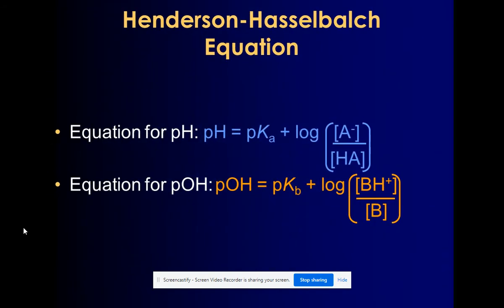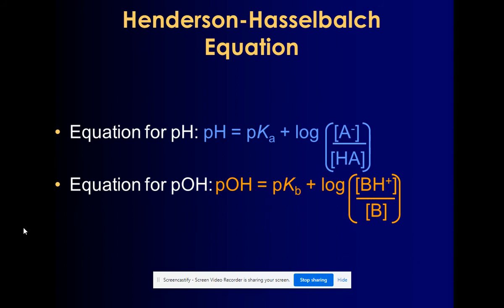So this is an equation you would have been given in class if we were there, that the pH is equal to the pKa plus the log of the conjugate base over the weak acid. pOH looks a lot like pH. It would be equal to the pKb plus the log of the conjugate acid over the base.